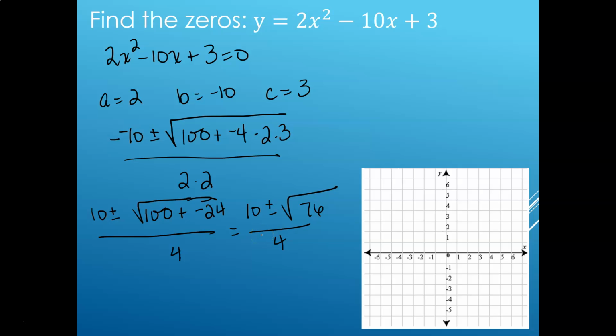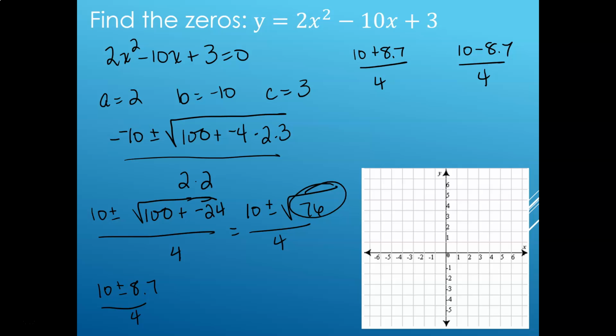I'm going to find the square root of 76. I use my square root button, and I get 8.7 if I round to the nearest tenth. So this becomes 10 plus or minus 8.7 divided by 4. This is going to actually give me two solutions because there was a positive under the square root. So I'm going to go ahead and split it up into two problems, 10 plus 8.7 divided by 4, and 10 minus 8.7 divided by 4.